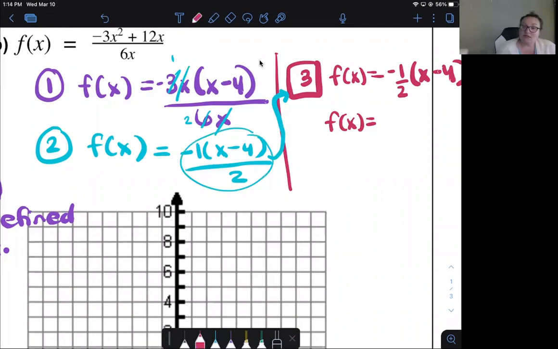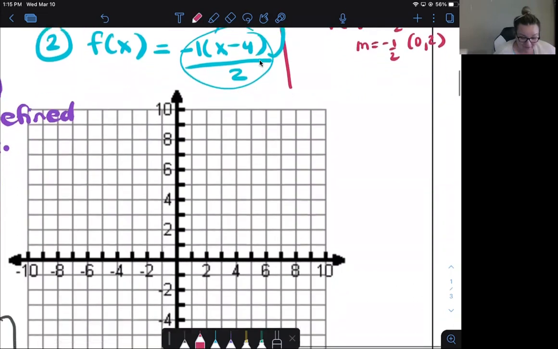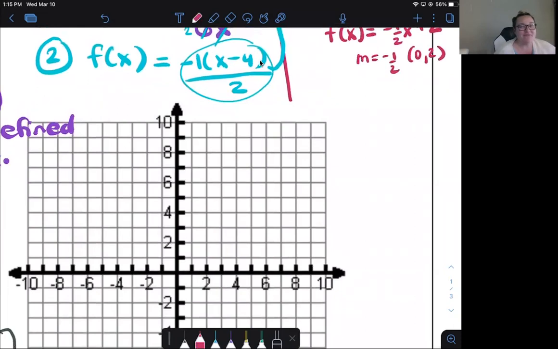So now, in order to get it into slope-intercept form, I'm going to distribute the -1/2. I get -1/2 x. -1/2 times -4 is positive 2. So my slope is -1/2, and my y-intercept is 2. Oh, I should have made you do that on your own. Guess I did it for you, huh? All right, so go ahead and graph your line. And then I want you to see if you can find the undefined point on your own.